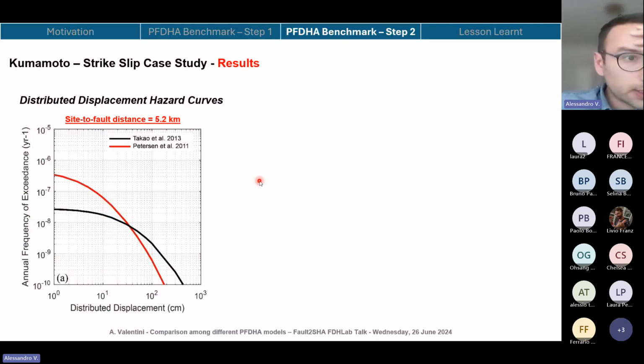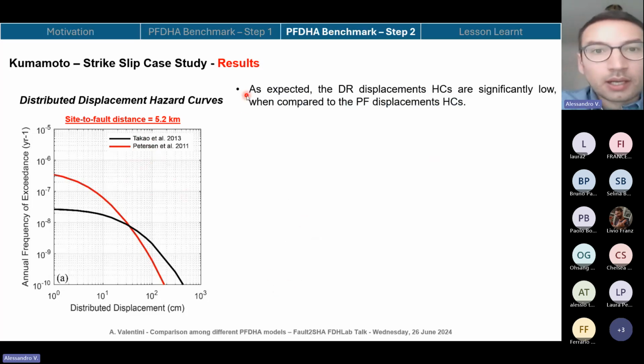Okay, now let's move on to distributed displacement hazard curves. Let's start with the Kumamoto exercise. We could compare only two models, the Takao model and the Petersen et al. model. As expected, the distributed rupture displacement hazard curves are significantly lower when compared to the principal fault displacement hazard curve. If you remember, in the Kumamoto case, the principal faulting was around 10⁻⁴ in terms of annual frequency of exceedance. Here we are around 10⁻⁵. Okay, the site is 5 kilometers far from the principal fault, so this is also important.